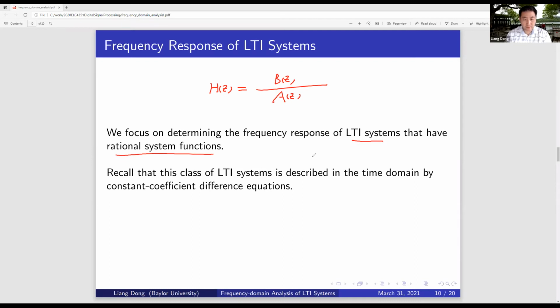Recall that this class of LTI system is described in the time domain by a constant coefficient difference equation. The good thing about that is when we have this polynomial, you can easily put it into a difference equation with all these power terms z to the power -k. That is the signal with a delay of k, which also means that it will be easy to implement, right? Because the difference equation is the weighted sum of those delayed elements.